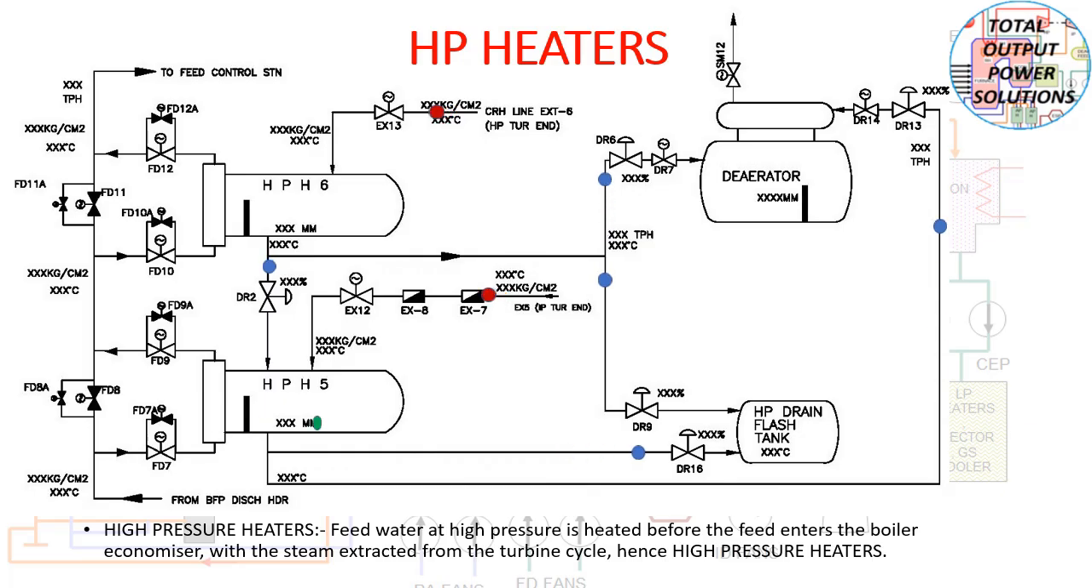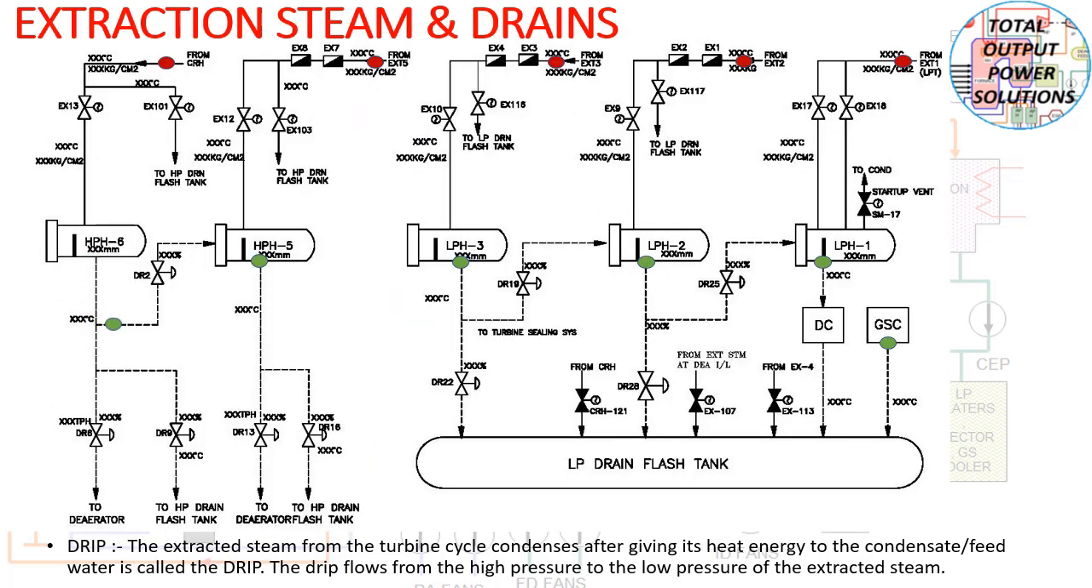Now here you will see the heater drains and cascading of drains. The HP heater number 6 drain goes to HP heater number 5. HP heater number 5 drain goes to the Deaerator. Then the LP heater number 3 drain goes to LP heater number 2. From LP heater number 2 the drain goes to LP heater number 1, and from LP heater number 1 it goes to the drain cooler and then the LP drain flash tank.